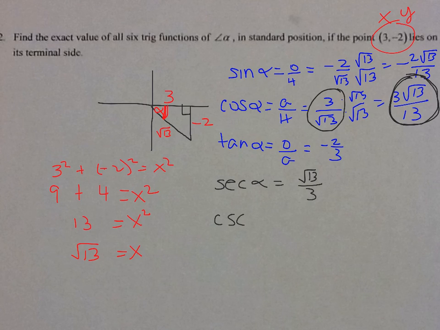I want cosecant alpha, which is the reciprocal of sine. So I'm going to go to here, flip that, and I get negative the square root of 13 over 2. And then I want cotangent alpha. Cotangent is the reciprocal of tangent, so that's going to be negative 3 over 2.